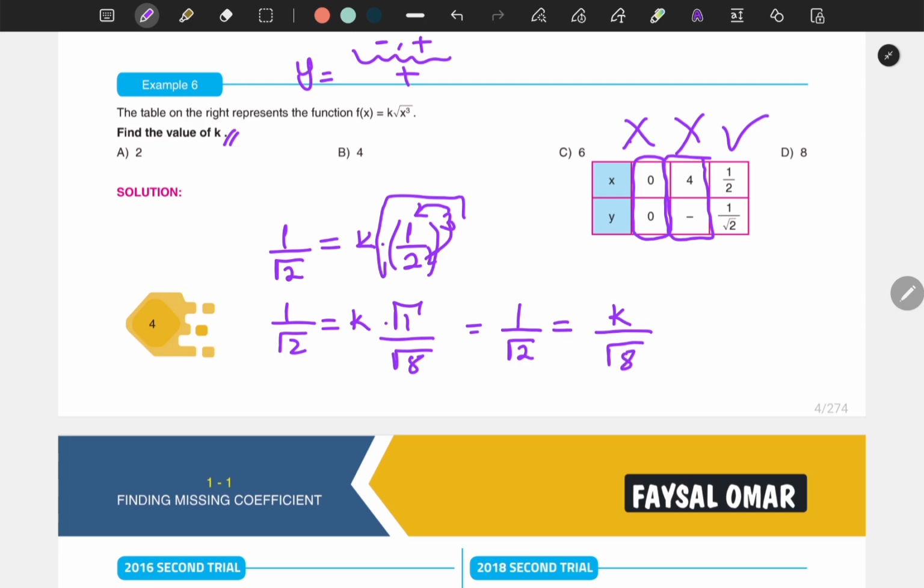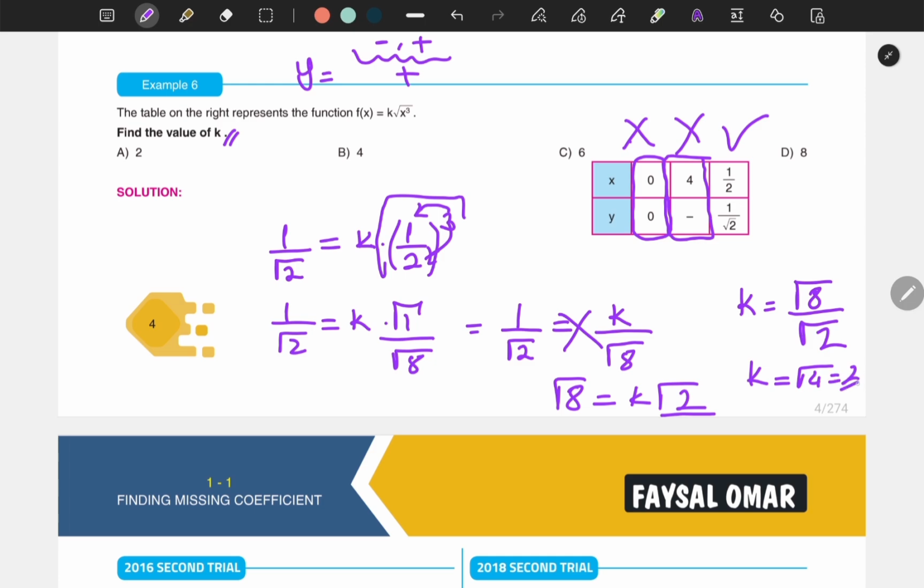From now on, what should I do? I have to use the cross product. 1 times root 8 is equal to k times root 2. So can I say that we divide both sides by root 2, guys? Can I divide it? Yes. K will be what? Root 8 over root 2, isn't it? Look here. 8 divided by 2 will be root 4, isn't it? Root 4 is equal to what? 2 as the final answer. K is equal to 2.